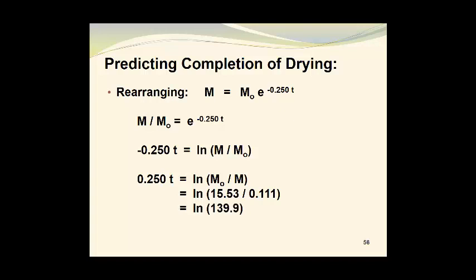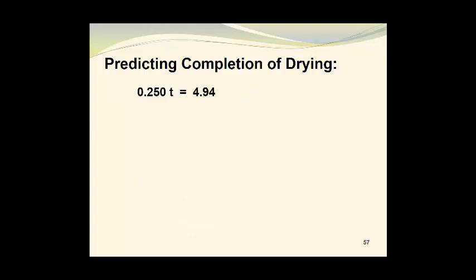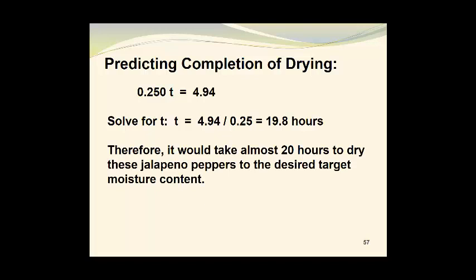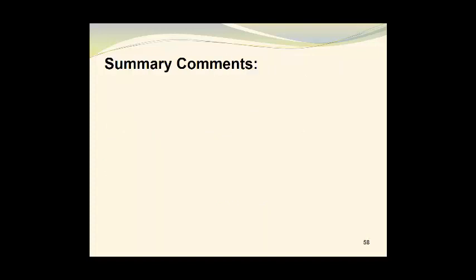That in turn equals the ln of 139.9, and when we solve for that, it gives us 4.94. So 0.250 t is equal to 4.94, which means that t is equal to 19.8, and that has the units of hours. Therefore, it would take almost 20 hours to dry these jalapeno peppers to the desired final moisture content. And this is a rather long process.